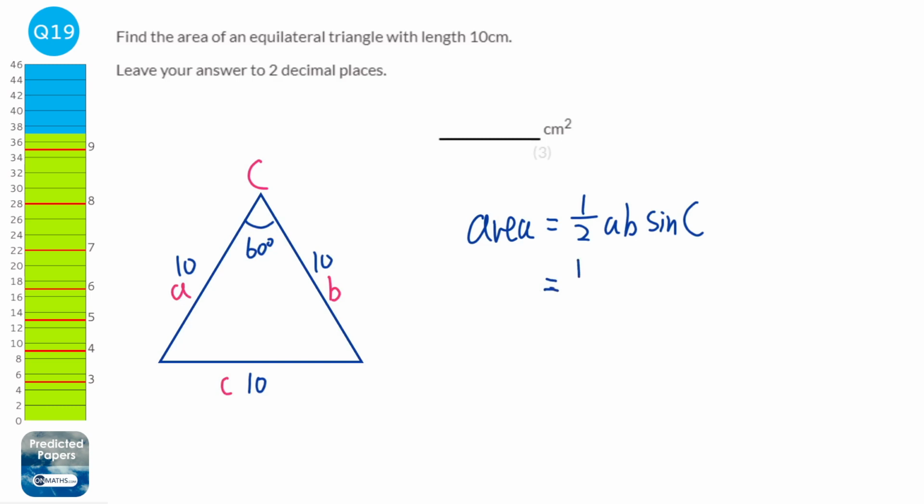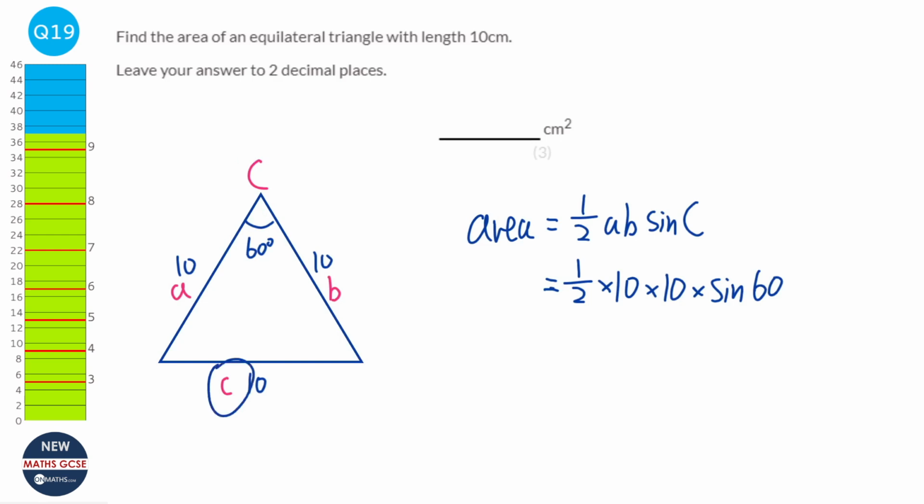So let's put that into our formula. Little a is 10, little b is 10, and sine c, which is 60. With a, b and c, it doesn't matter what you label a, b and c, as long as the angle is opposite the side with the same letter. The angles are all capital letters, the lengths are all lowercase. Okay, so let's put that into our calculator and we get the answer of 43.301, blah blah blah. It says it wants it to 2 decimal places, so that is 43.3.